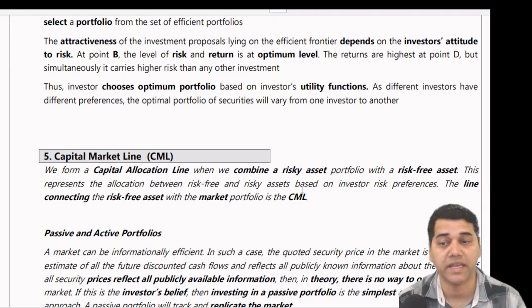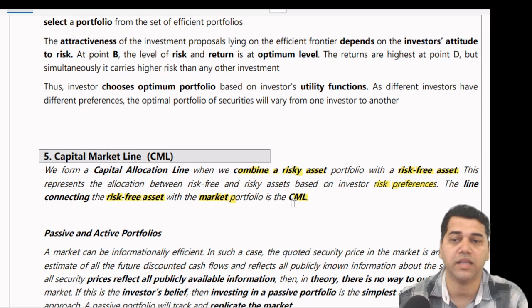We form a capital allocation line when we combine a risky asset with a risk-free asset. These are all graphical representations. What do we do? Capital allocation. We take one risk-free asset, and we invest something in bonds, because we don't want to keep everything in stock. This represents the allocation between risk-free and risky assets based on your risk preferences. And the line which connects the risk-free asset with the market portfolio is called the capital market line. As I said, it is a graphical representation. I'll show you how the capital market line will be formed, and this equation will be used to decide the fund allocation.